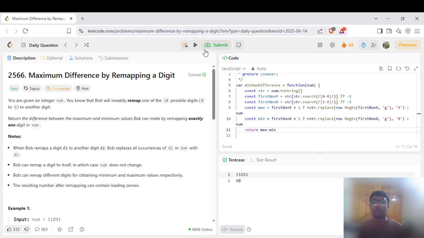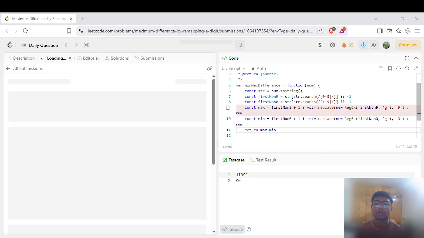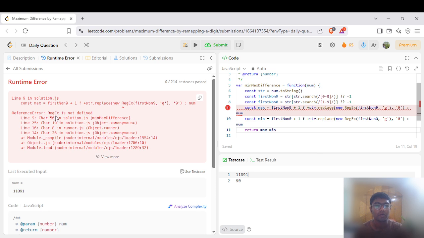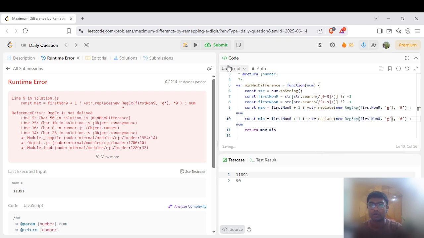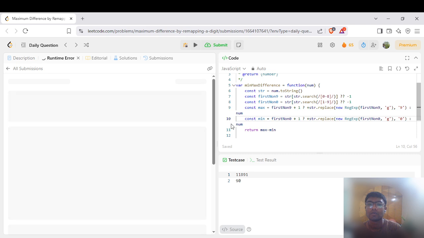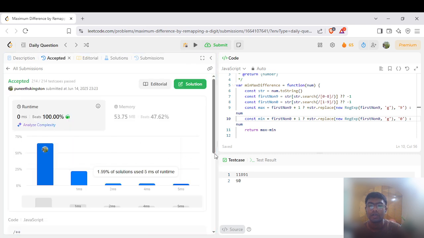Okay, regular expression. As you can see, the solution gets submitted. Time and space complexity of the solution is O of 1. We are not having to iterate through the num or store any values here.